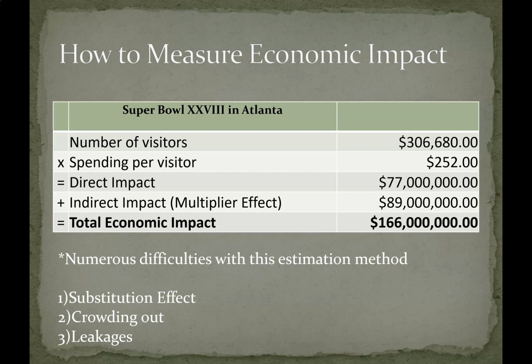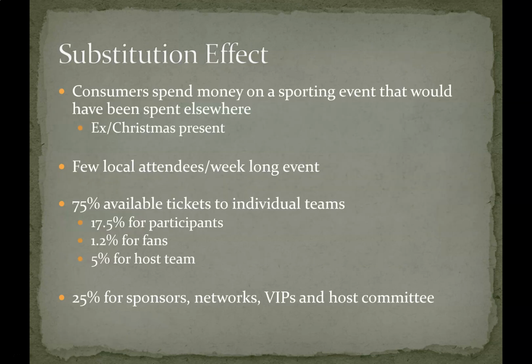But then they apply a multiplier effect. The multiplier effect assumes that they can't capture everybody, and so the number must be higher. So they take whatever the direct impact is and multiply it by some random number. Could be 2, could be 3, could be 4, could be up to 7. And that's how you get these astronomical numbers. So we're going to look at the 3 reasons why this doesn't work.